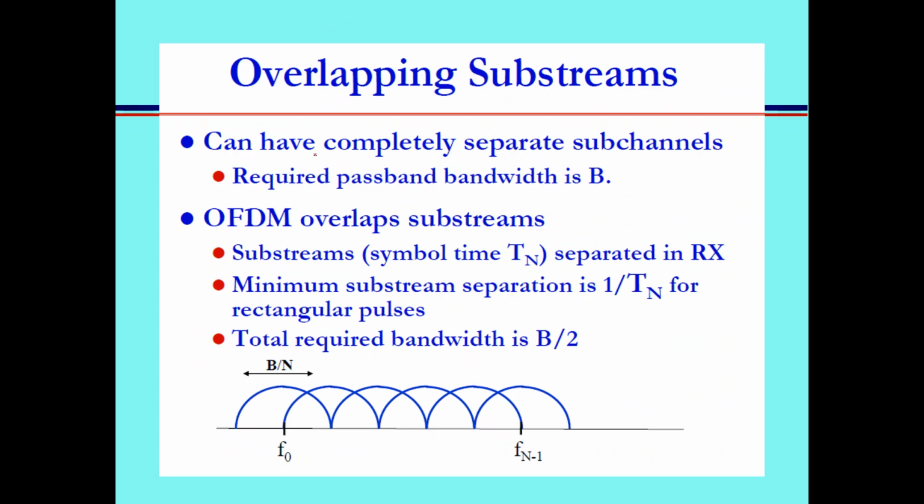Overlap, we can have completely separate sub-bandwidth. These are the things that I explained: OFDM overlapping substreams. The other feature that you need to care about when you talk about OFDM is the fact that OFDM enables you to put the subcarriers in a way that they are overlapping with each other, but still you can detect them separately.